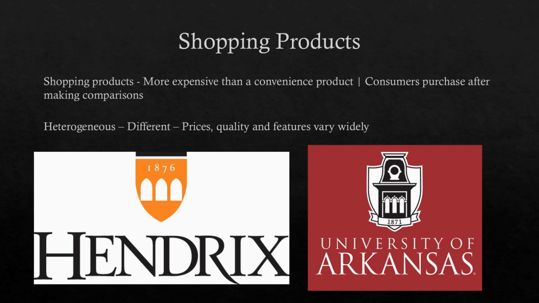The format of the education received is also perceived as being quite different. At Hendrix, students are going to be in much smaller classes where they get individualized attention, close relationships with their professors, and a strong emphasis on writing and a liberal arts-focused education.